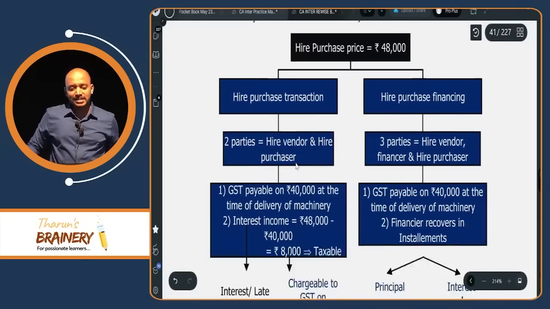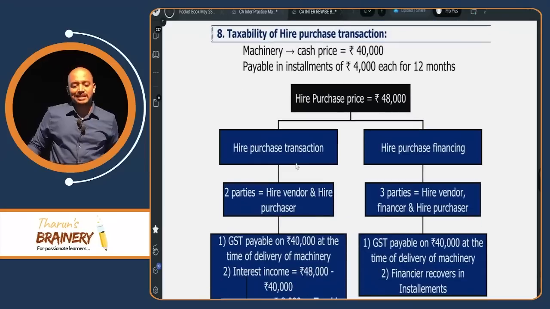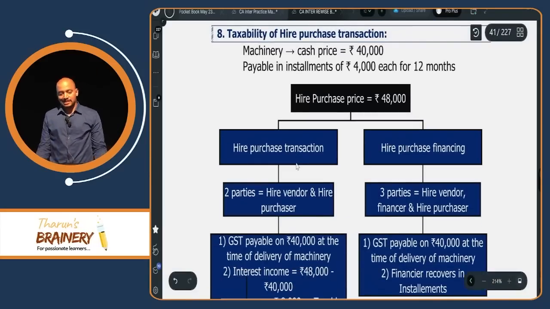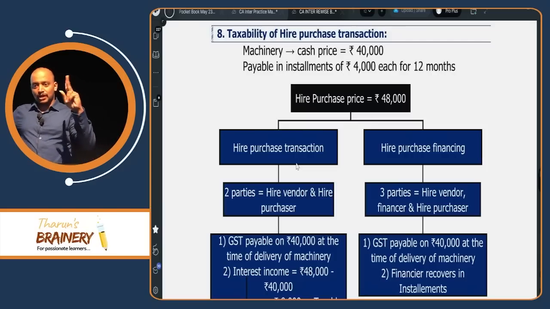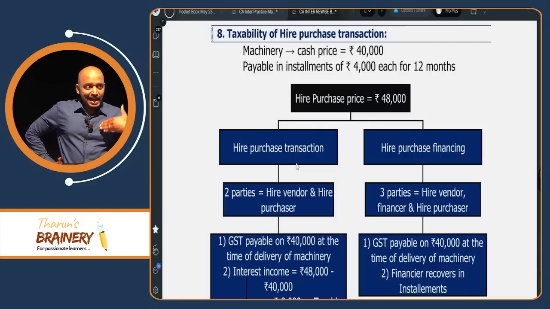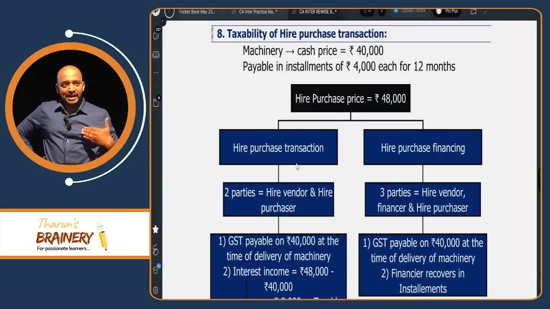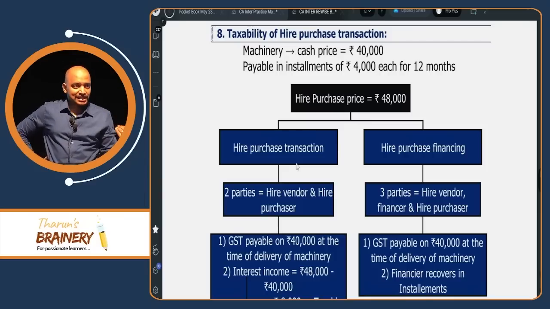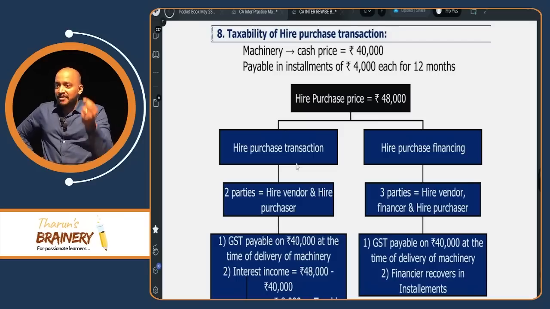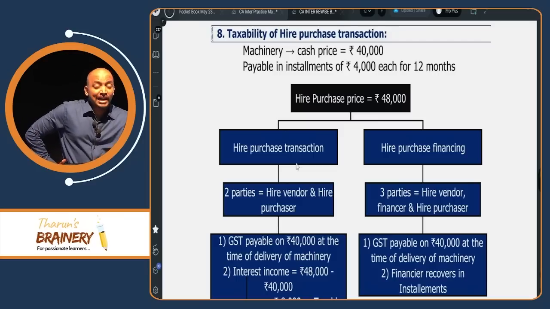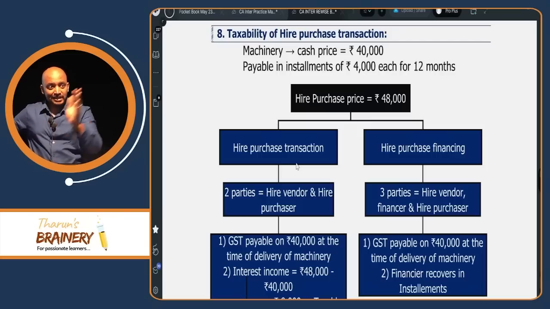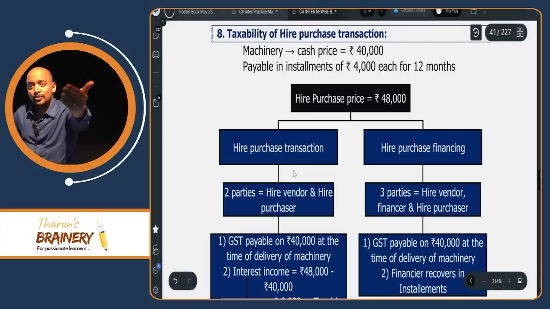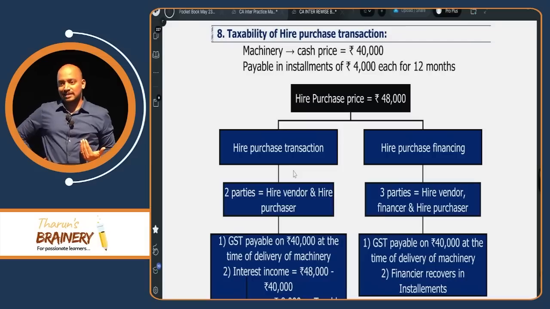Then the last one, taxability of hire purchase transaction. Hire purchase transaction versus hire purchase financing. In a hire purchase transaction, how many parties are involved? Two parties are involved. Who are they? Hire vendor and hire purchaser. Now, the hire vendor will collect the money from the hire purchaser in installments. In every installment, there will be an interest component, yes or no. And will that interest be taxable or exempted? That interest will be taxable because it is on account of delay in receipt of consideration.